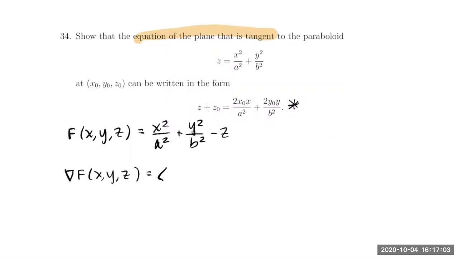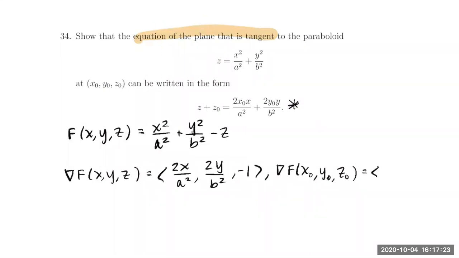So that gradient is 2x over a squared, 2y over b squared, and -1. All right, so here's my gradient. And of course, if I wanted to evaluate the gradient at the point x0, y0, z0, well, then I certainly could do that. And I would write it as 2x0 over a squared, 2y0 over b squared, and -1.